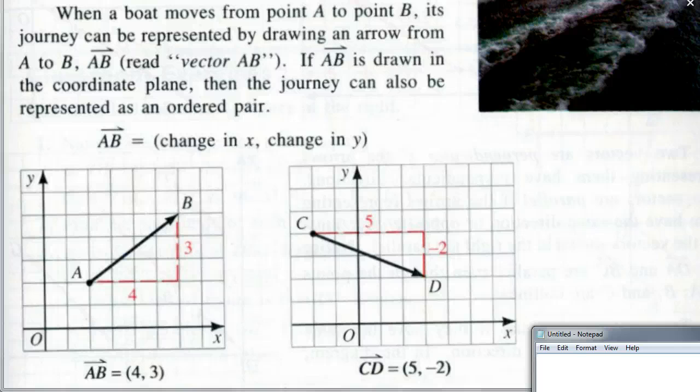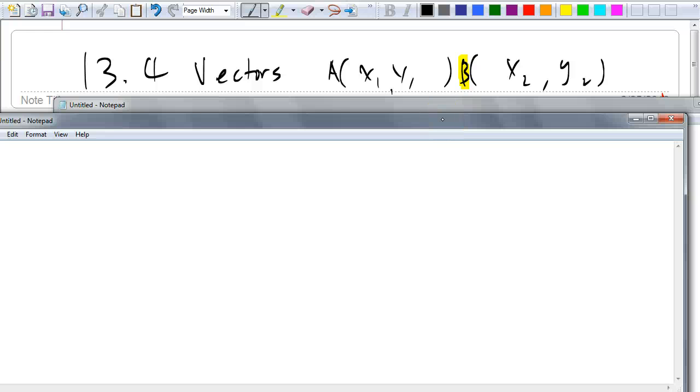So we could actually write this in terms of two ordered pairs, like (x1, y1) and (x2, y2), right? And you could actually write this out as a formula. Let me show you. Let's say that I have a vector AB, and the two ordered pairs of AB are (x1, y1) and (x2, y2). How would you write down the ordered pair in terms of these points?